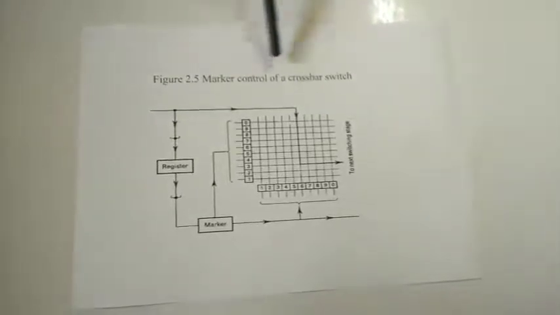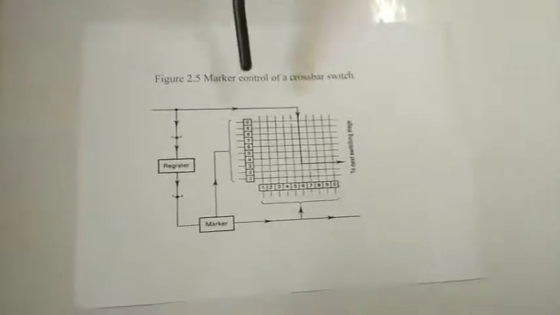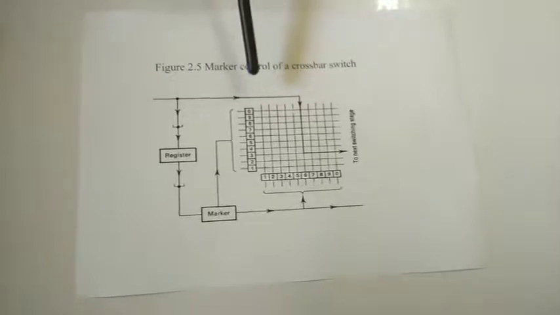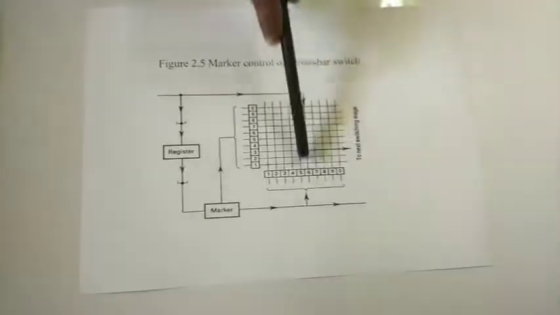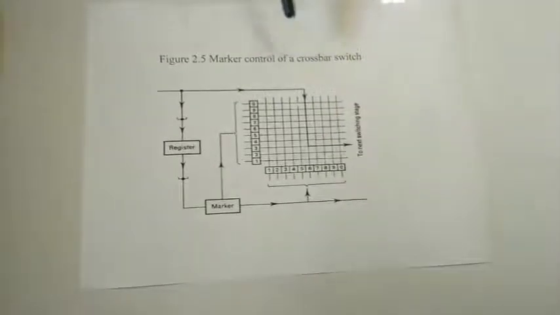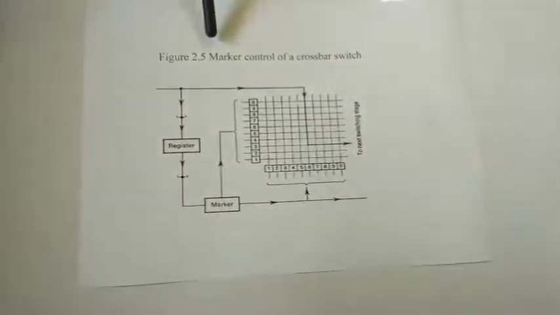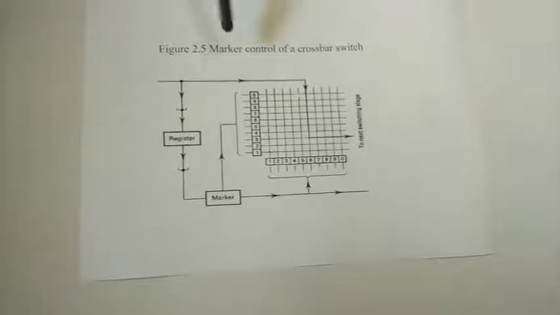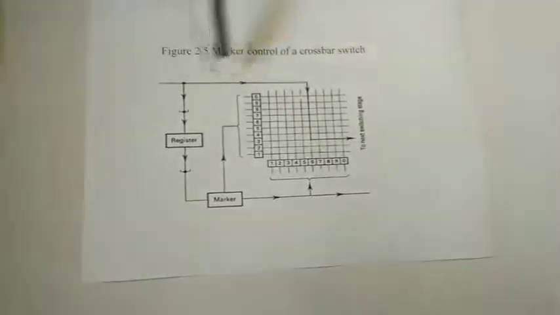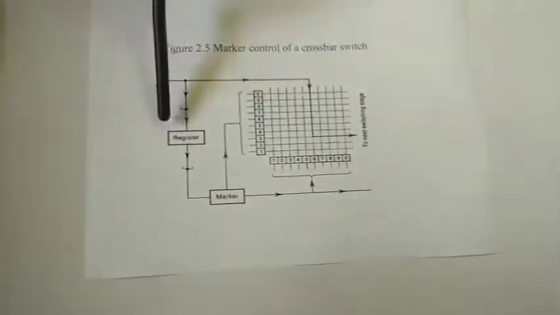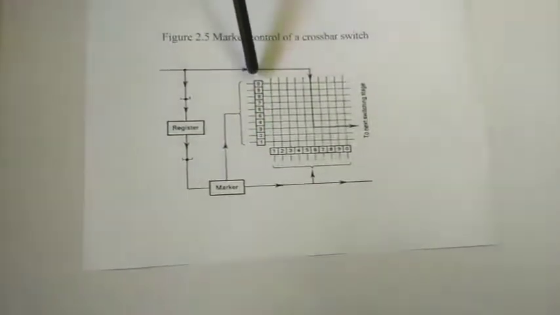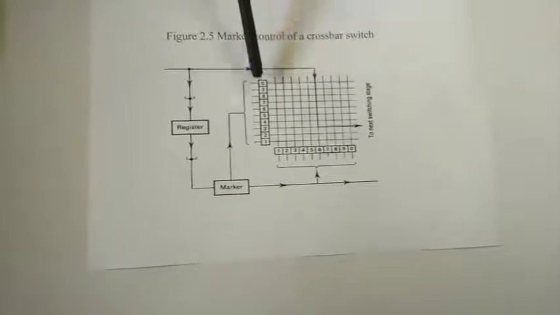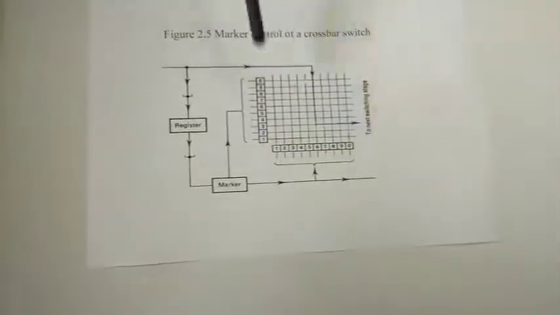This is the marker control of a crossbar switch. A crossbar switch is not an intelligent system. You may be surprised how exactly the line is selected. That depends on the marker control. In the diagram you can see how the lines are connected. We have a register and a marker control. The lines start from 1 to 0, and here also we have 1 to 0.